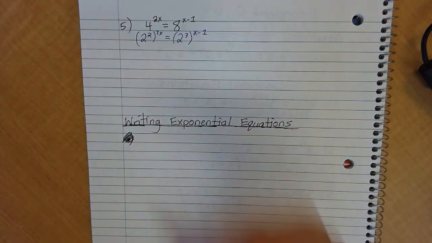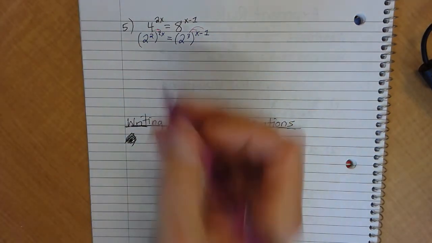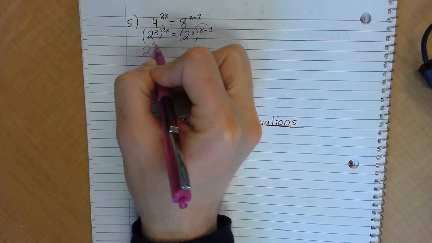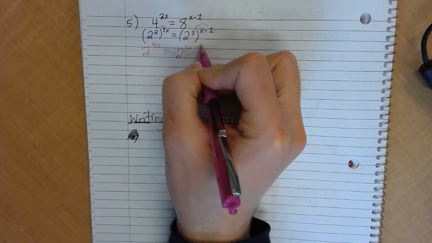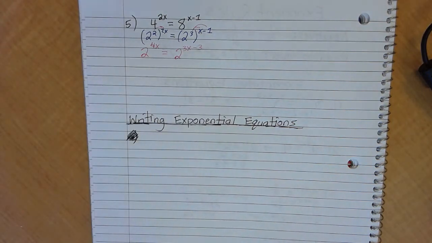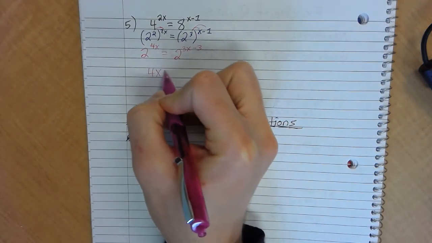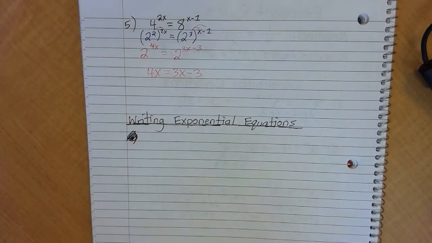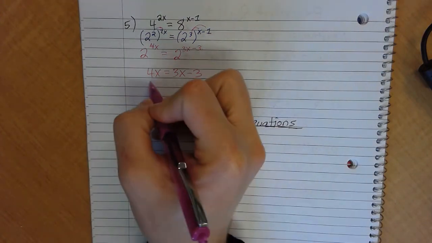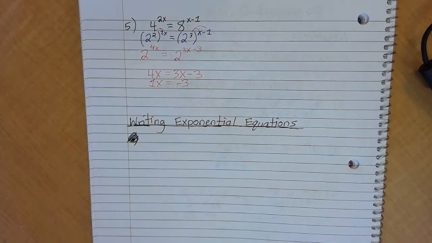And now, well, I'm going to do what I did before. I'm going to do 2 times the 2x, 3 times the x and the minus 1. So I have 2 to the 4x and 2 to the power of 3x minus 3. I'm almost done with the last problem here now. All I got to do is solve 4x equal to 3x minus 3. And well, that means if I subtract 3x from both sides, well, now I have x, or 1x, is equal to negative 3.